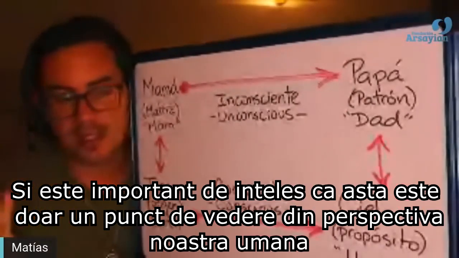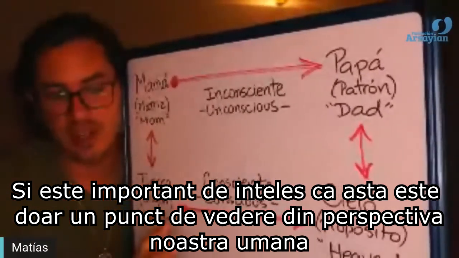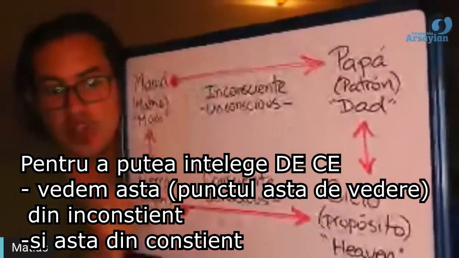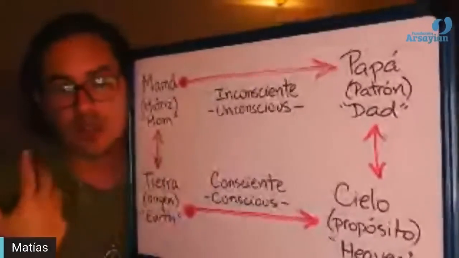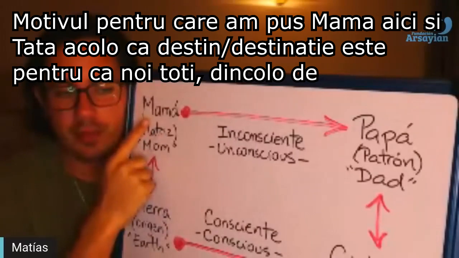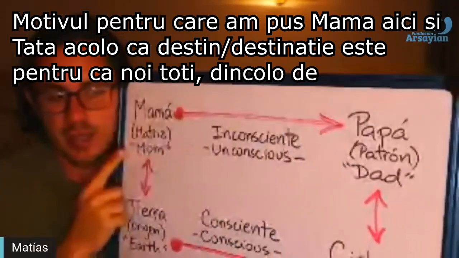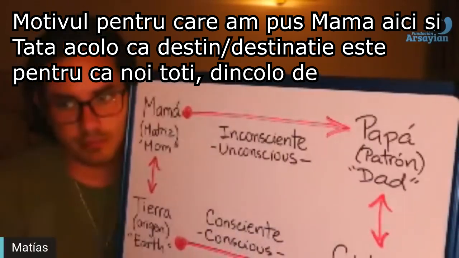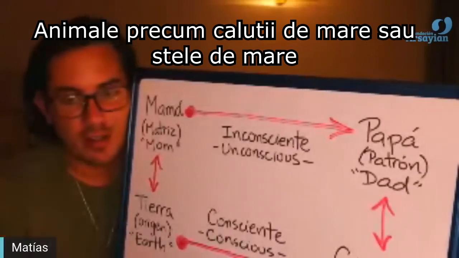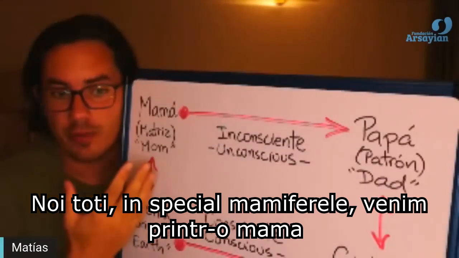It is important to understand that this is just a point of view from our human perspective, so we can understand why we see this from the unconscious and why we see this from the conscious. So let's go into each one of them. The reason why I put the mother here and the father there as a destiny is because all of us, besides the idea of being a seahorse or a starfish, we all, mainly mammals, come from the mother.